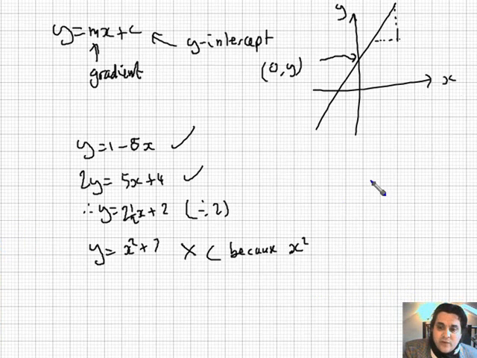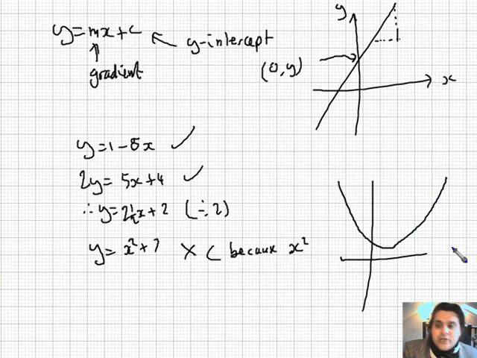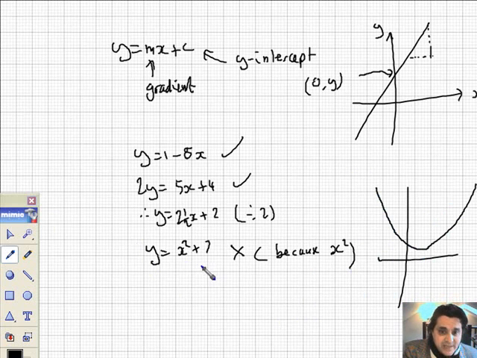In fact, x squared graphs, if you were to plot them, look a little bit like that. They're U-shaped graphs, generally speaking, and they can occur in all sorts of positions on the graph paper. But don't worry about it. For now, it's x squared, it's not linear, it is not a straight line.